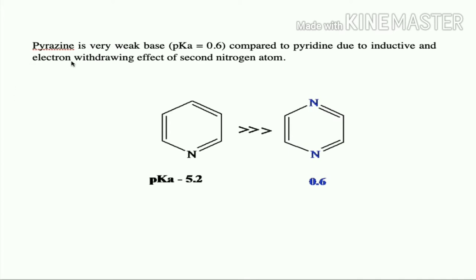So pyrazine is a very weak base compared to pyridine, and even if you compare with pyrimidine, it is a very weak base due to the inductive effect as well as the electron withdrawing effect of the nitrogen atoms. So this is the pK value. If you compare the pK value of pyridine with pyrazine, pyrazine has only a pK value of 0.6, whereas pyridine has 5.2. So hence pyrazine is a very weak base.